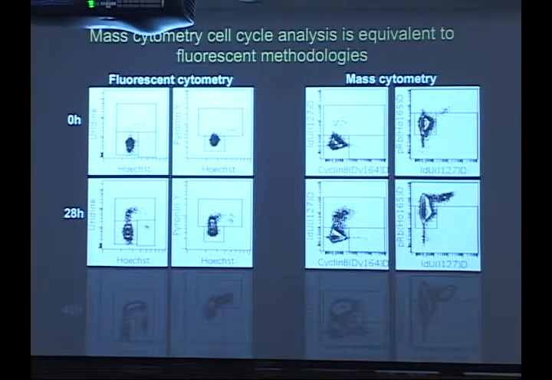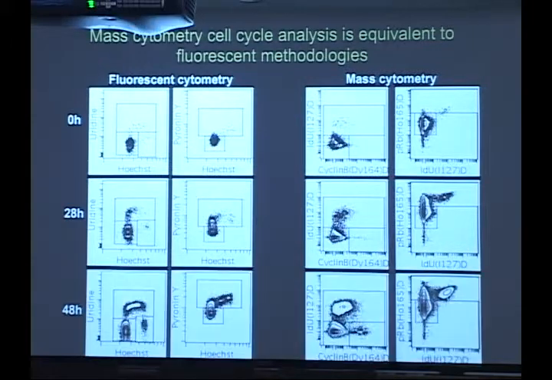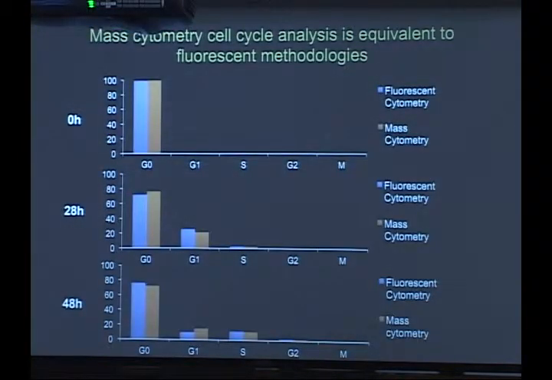By 28 hours, you see the cells by fluorescence starting to enter S phase, start to see a little bit of a G2 population, and you see a lot of cells that have shifted from G0 into cycle. And again, by mass cytometry, we see essentially the same effect. By 28 hours, they're starting to enter S phase, and we see a big shift from G0 to cycling levels of phospho-RB. And by 48 hours, we see a complete cell cycle distribution, both by fluorescence and by mass cytometry. And again, the fraction of these cells lines up pretty well by both techniques.